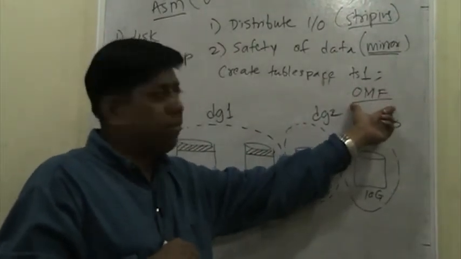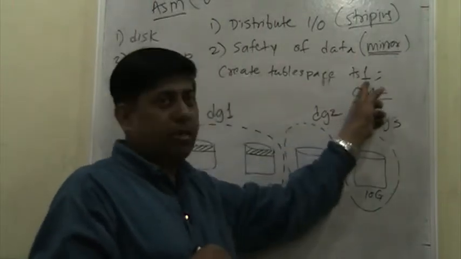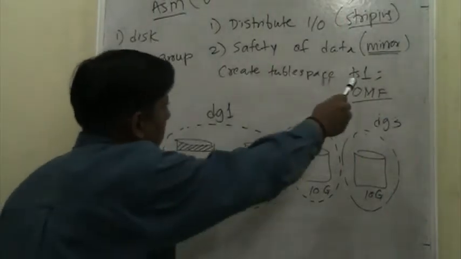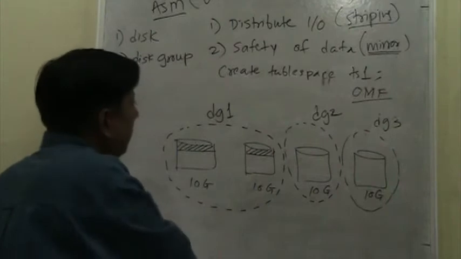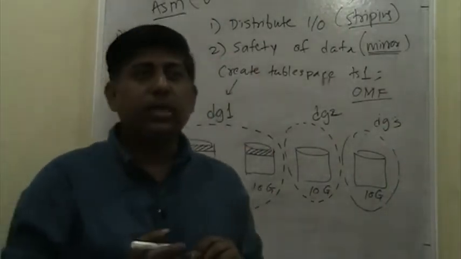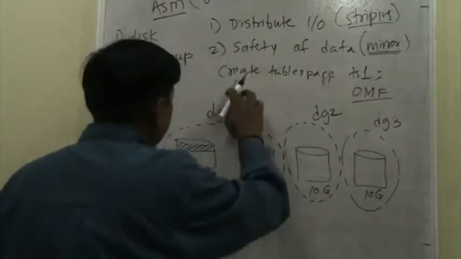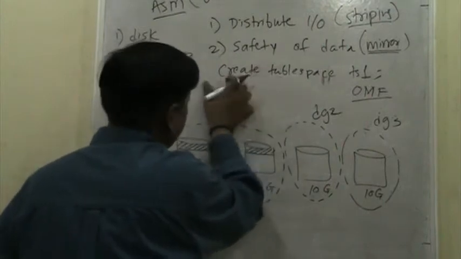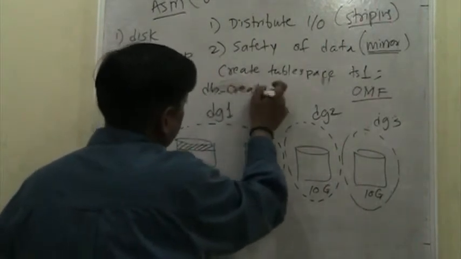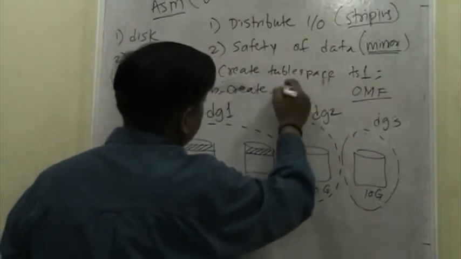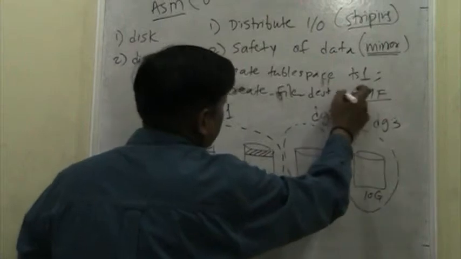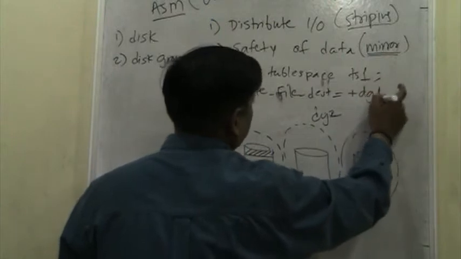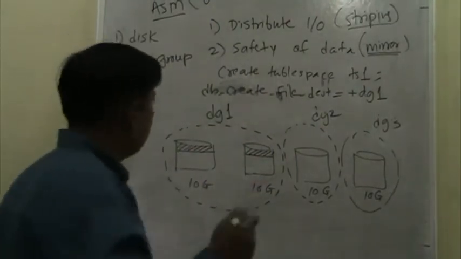So once this is set up by setting those initialization parameters, a tablespace TS1 will be created with a default size, in this case 100 megabyte, and the file would now go where? In DG1. Why in DG1? That is also set up through one of the initialization parameters. There is an OMF initialization parameter called DB_CREATE_ONLINE_LOG_DEST, and DB_CREATE_FILE_DEST. Now this is equal to the name of the group, DG1, in single quotes.